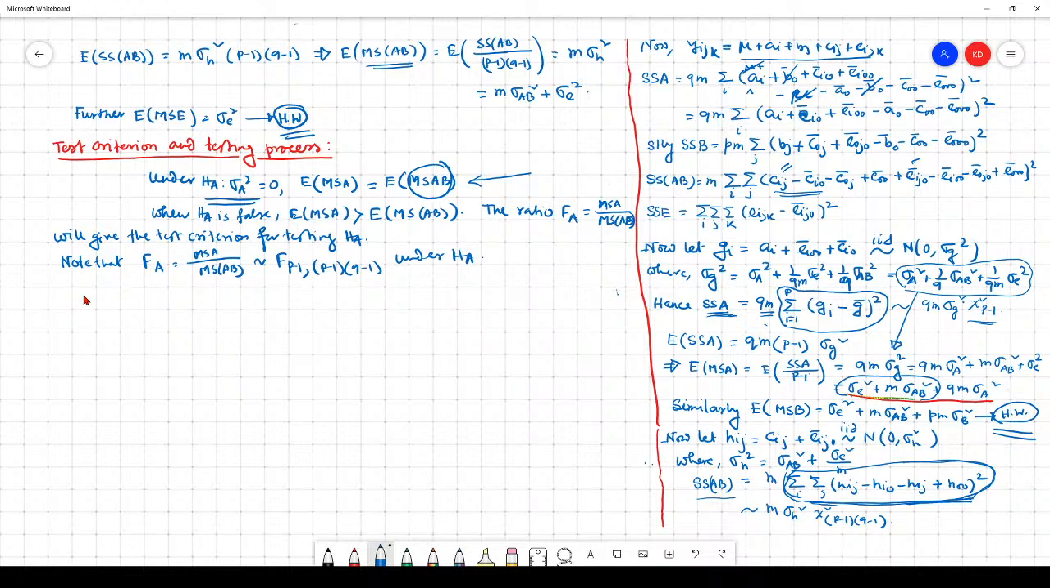Similarly, HB is rejected at alpha level of significance if FB, which is equal to MSB by MSAB, is greater than F alpha with Q minus 1, Q minus 1 degrees of freedom.